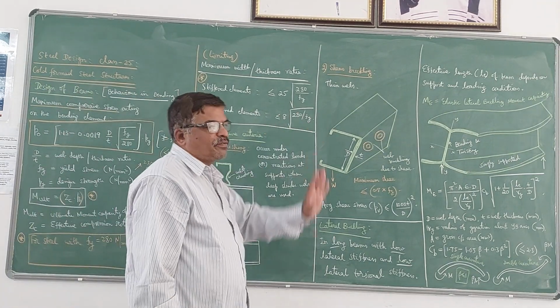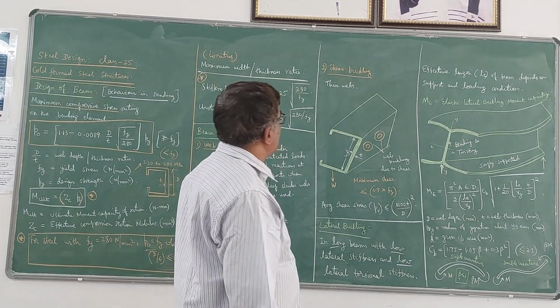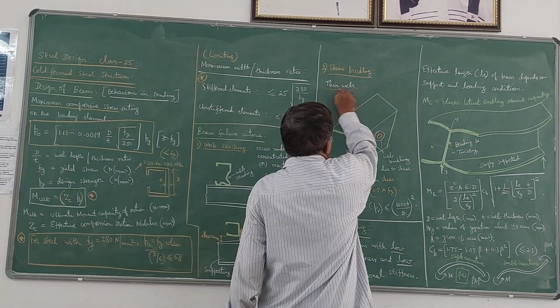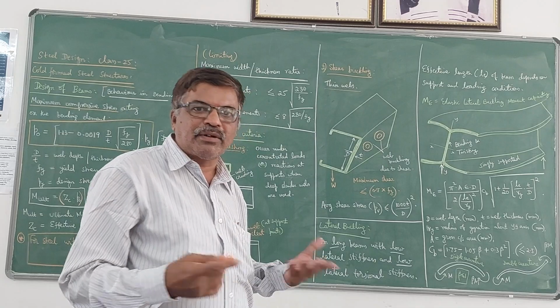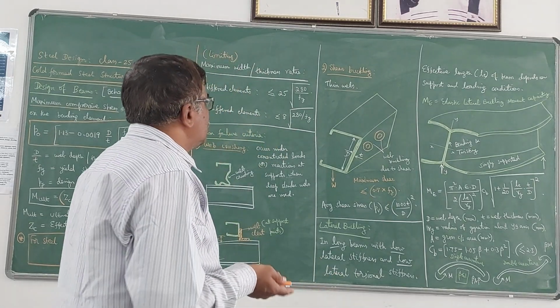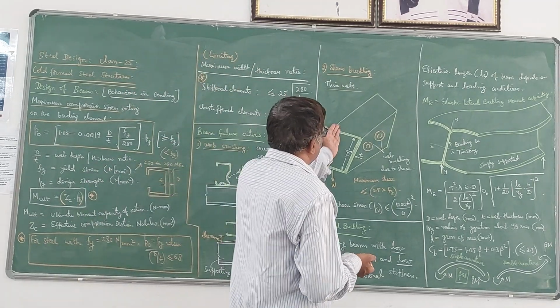The second type of failure in beams is shear buckling, which can occur in thin webs. Once again, thin webs means slender webs. So this is how web shear buckling will occur.